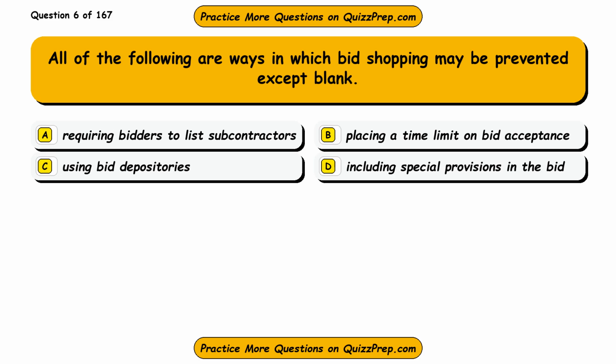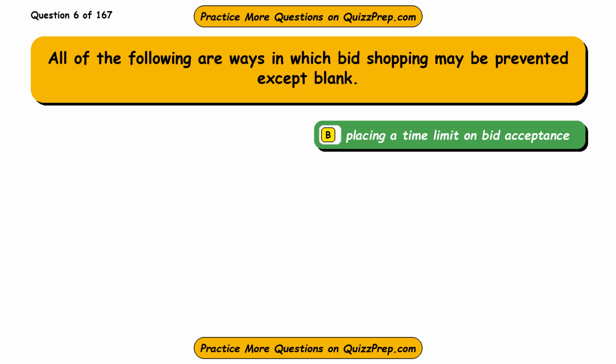Question 6. All of the following are ways in which bid shopping may be prevented except blank. Option A. Requiring bidders to list subcontractors. Option B. Placing a time limit on bid acceptance. Option C. Using bid depositories. Option D. Including special provisions in the bid. The correct answer is option B. Placing a time limit on bid acceptance.